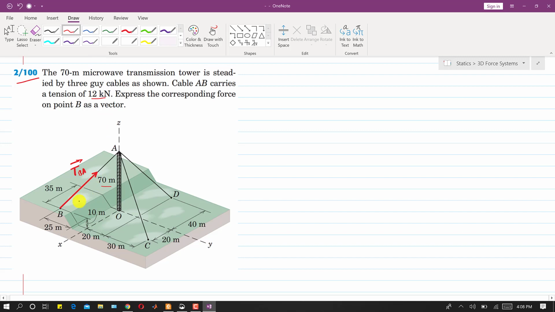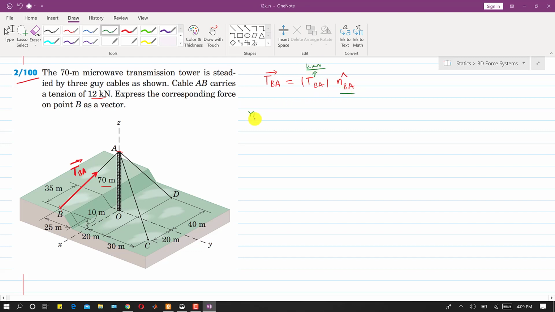Now in this problem we are given the coordinates of this point B and this point A, right? So this will give us the direction vector of this tension. If we want to find this TBA, this vector will be equal to the magnitude of this, times the direction vector or the unit vector. So I will write this nBA unit vector. The magnitude is given, so this magnitude is 12 kilonewton, this is given, right? So now we need to find this.